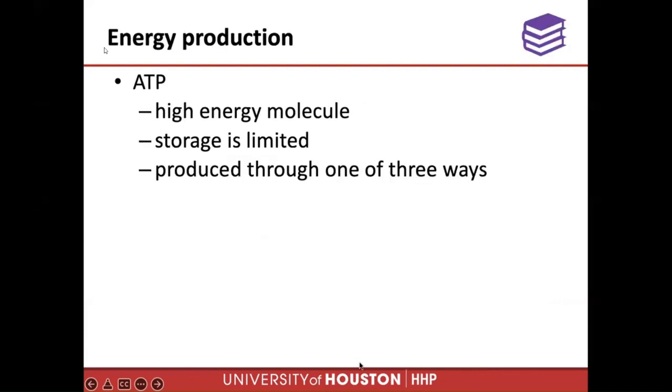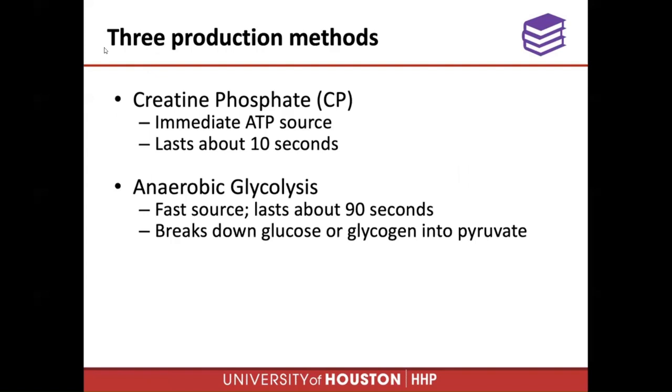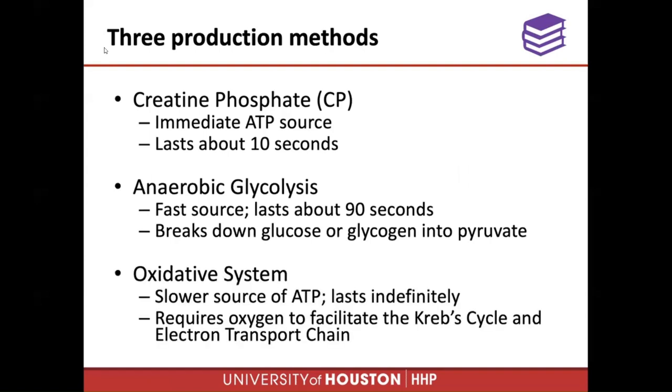Let's do a quick review of energy production. ATP is a high energy molecule. The storage of ATP is limited, and we produce it through one of three ways. Do you remember what those three ways are? Creatine phosphate, CP, is an immediate ATP source, and it lasts about 10 seconds. We have anaerobic glycolysis, which is a faster source. It lasts about 90 seconds. It breaks down glucose or glycogen into pyruvate. And we have our oxidative system. It's a slower source of ATP, but hypothetically it lasts indefinitely. It requires oxygen to facilitate the Krebs cycle and electron transport chain.